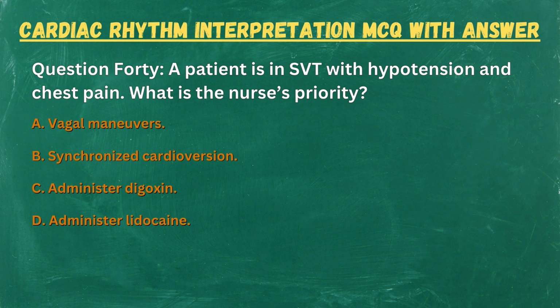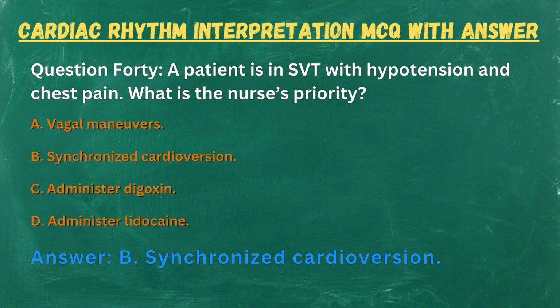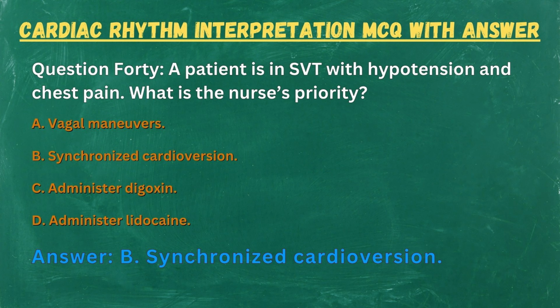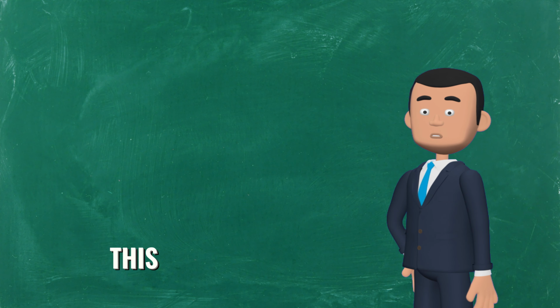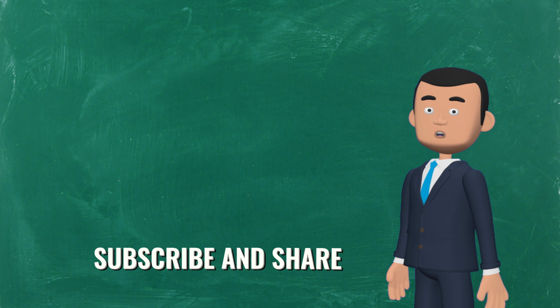Question 40. A patient is in SVT with hypotension and chest pain. What is the nurse's priority? A. Vagal maneuvers. B. Synchronized cardioversion. C. Administer digoxin. D. Administer lidocaine. Answer: B. Synchronized cardioversion.